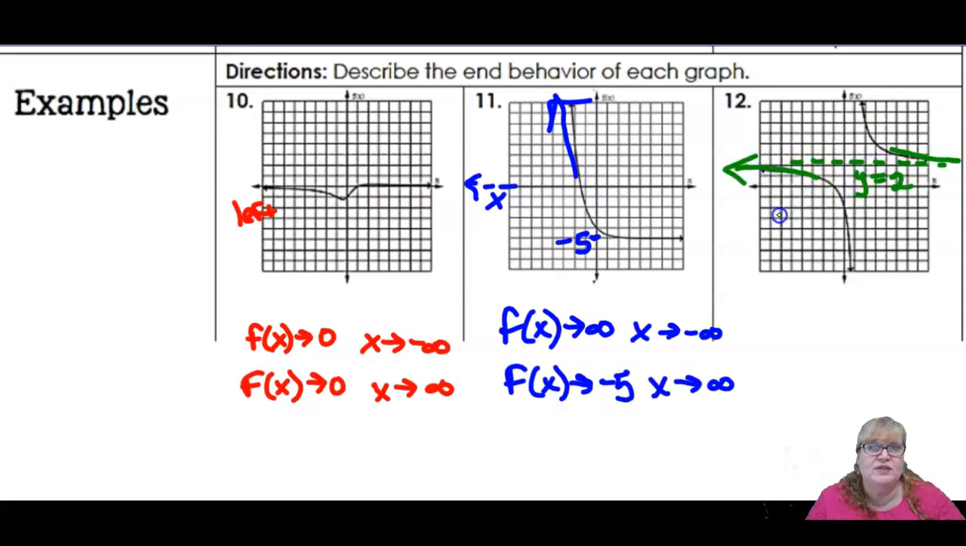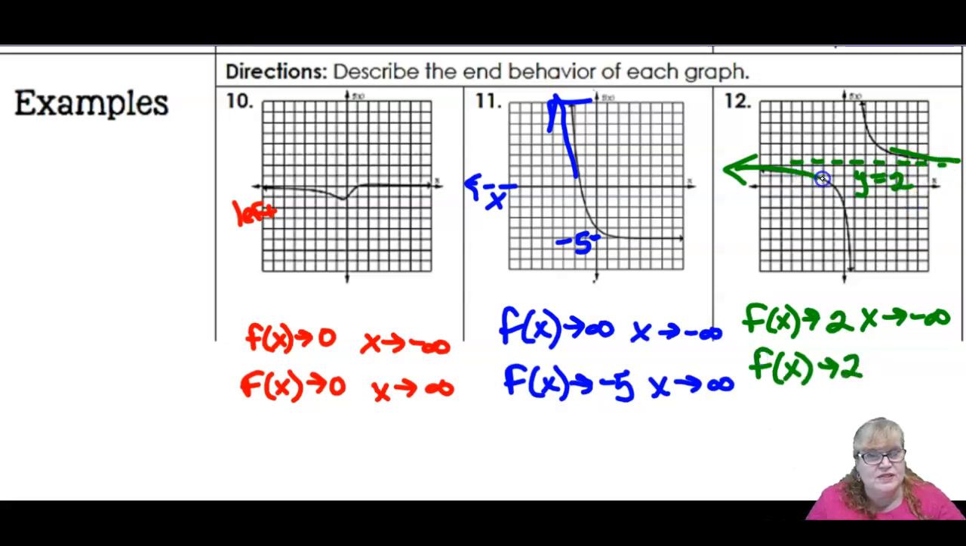For end behavior, we just say off on the left, as x gets more and more negative, this graph is staying right about at 2. And on the right, it is also approaching 2. It's from above. This stays just below 2, but we don't care. It's just out on the ends. What is it close to? And to say the right side, we say the x's are getting bigger and bigger.